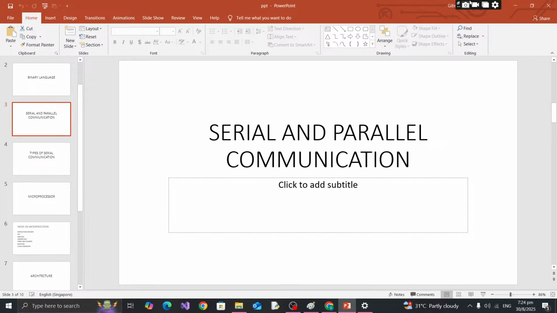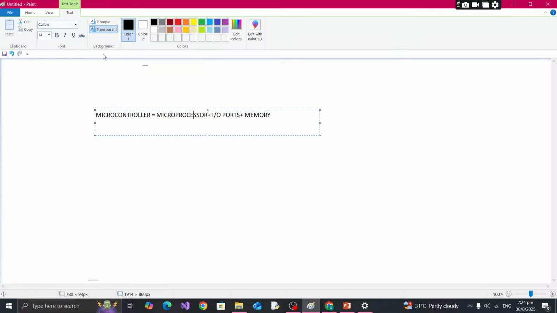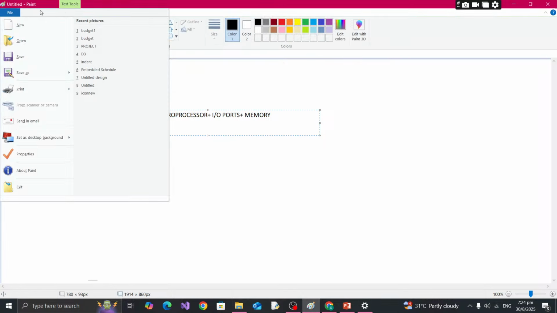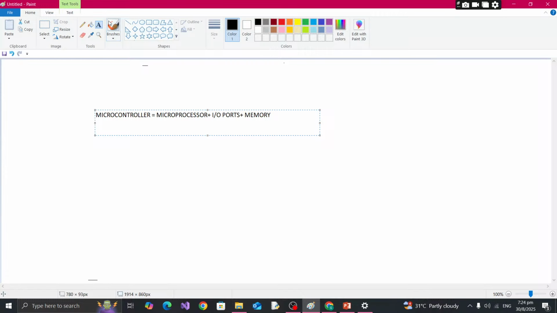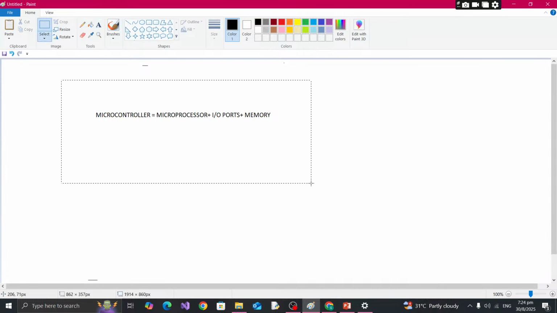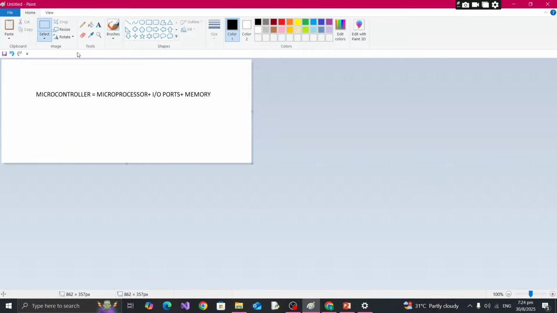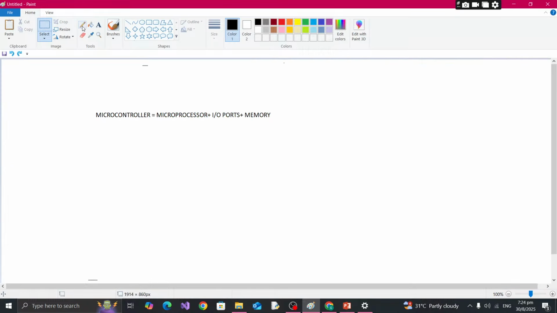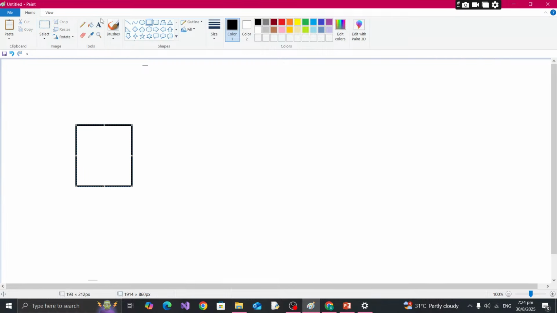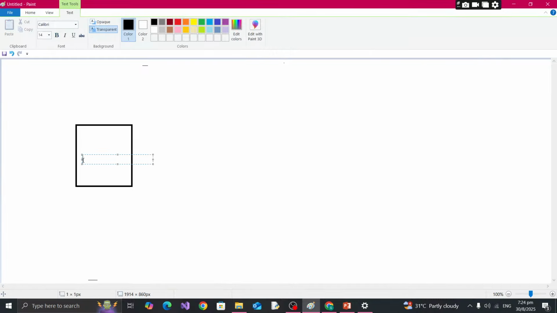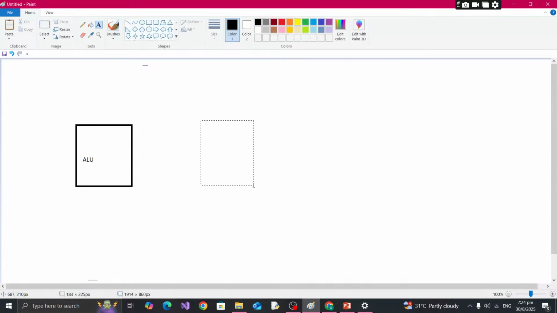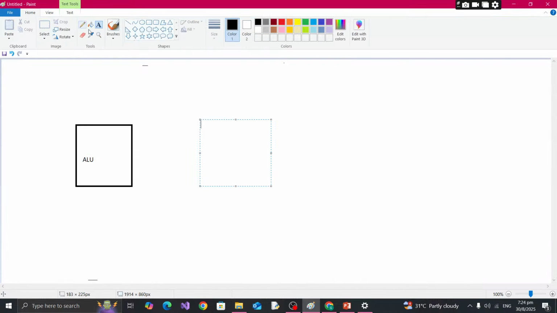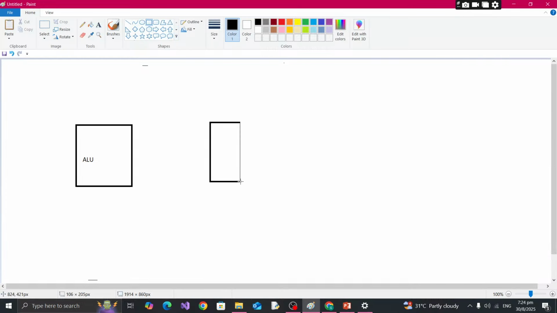Then we will come to know about serial and parallel communication. So let us consider a hardware. Let it be memory. Let it be ALU. And another hardware which is memory. Let us consider another hardware as memory.